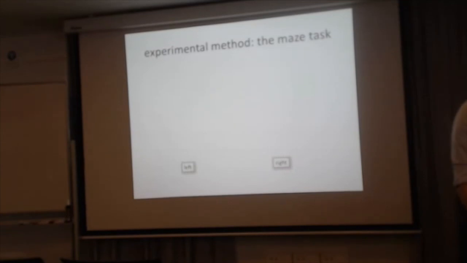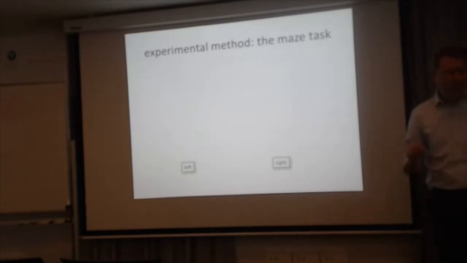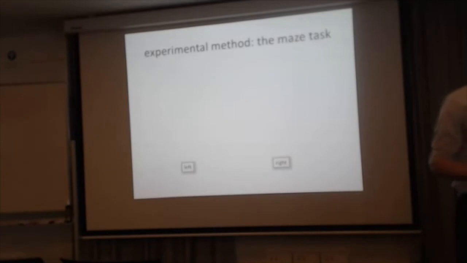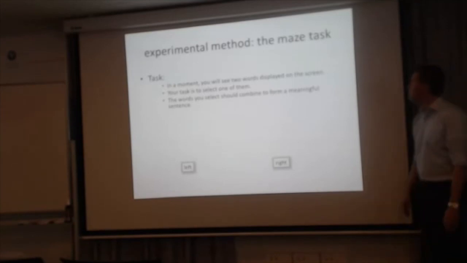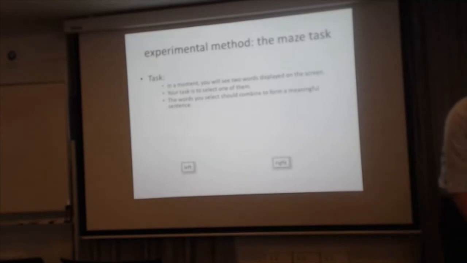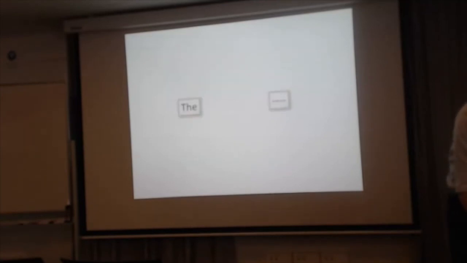So the paradigm goes by the name of the maze task. And in the experiment, participants have two buttons, two response buttons, left and right. And they are given instructions like these ones here. In a moment you will see two words displayed on the screen. Your task is to select one of them, and the words that you select should combine to form a meaningful sentence of English. So let's have a concrete example of this.